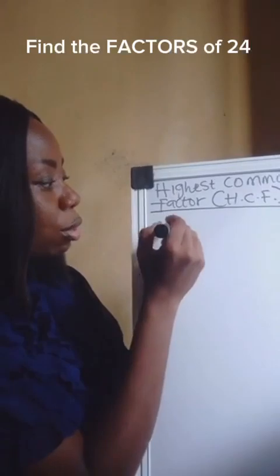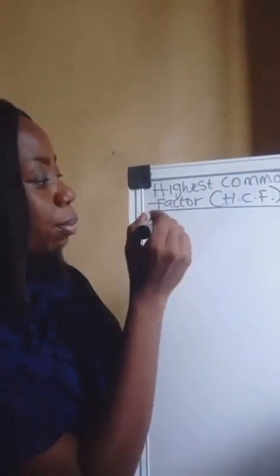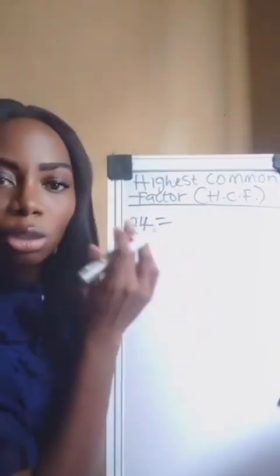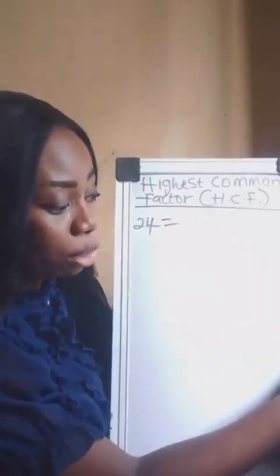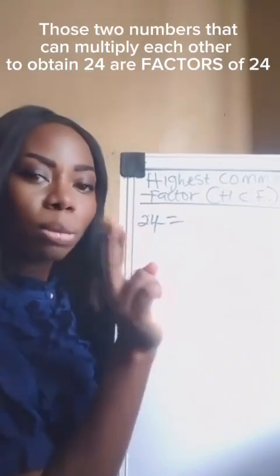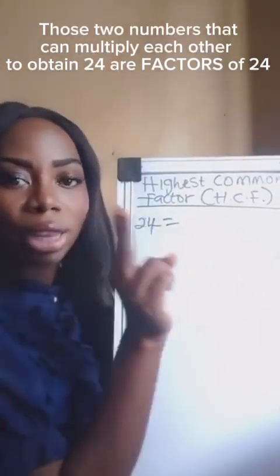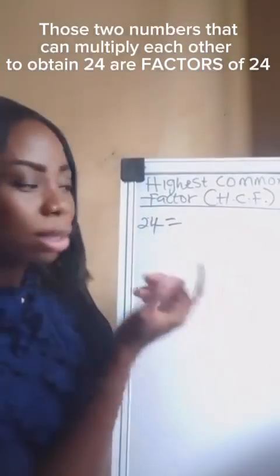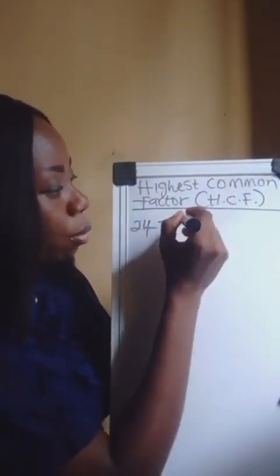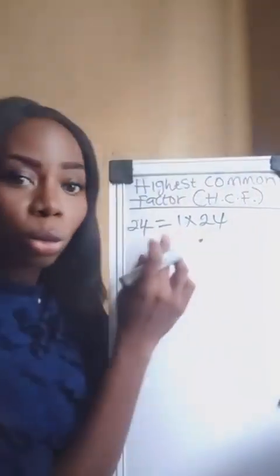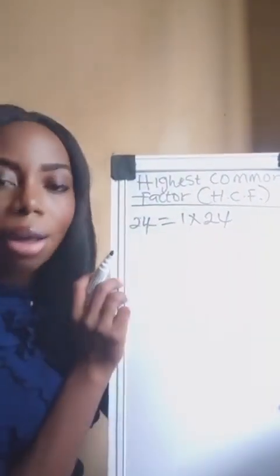The factors of 24 include 1 and 24. The best way to do this is to find two numbers that multiply to give you 24; they are factors, and 24 is a multiple of those two numbers. So we'll start with 1. 1 times 24 gives us 24. So 24 is equal to 1 times 24. 1 and 24 are factors of 24.